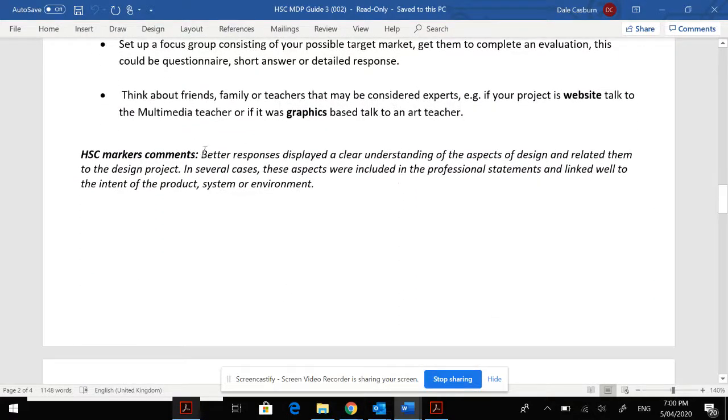And the HSC markers' comments were: better responses displayed a clear understanding of the aspects of design and related them to the design projects. In several cases, these aspects were included in professional statements and linked well to the intent of the PSE, the product, system or environment. So it doesn't hurt to have those professional statements, but like I said, make sure you're saying something about what they've said, particularly if you're going to use it in your video.